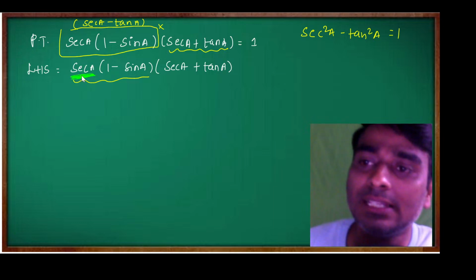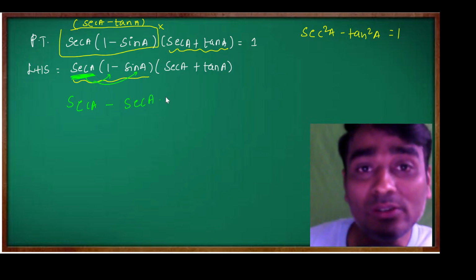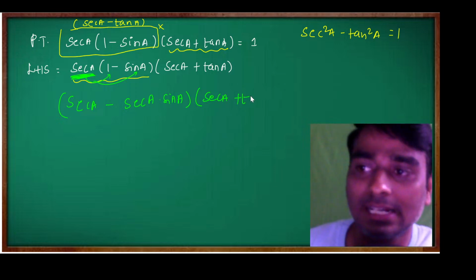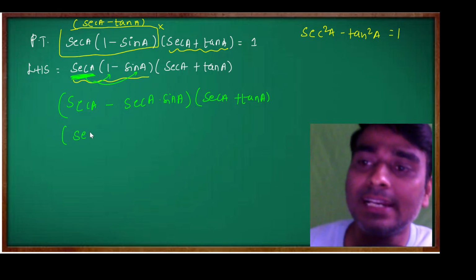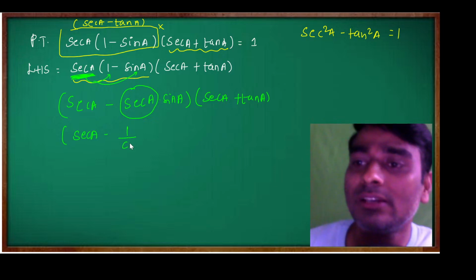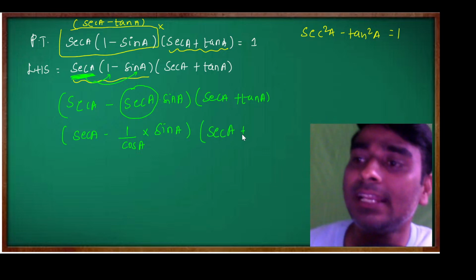First you need to multiply this secant A inside here. So I will multiply secant A into 1, secant A, minus secant A into sin A. First term. Keep the second term as it is. Don't change that. Secant A plus tan A. Correct. Now observe here. This is secant A. You can't do anything. Keep it as it is. Can I write this secant A as 1 by cos A? Yes, I can write. Into here what I have is sin A. Correct. Now this as it is again. Secant A plus tan A.